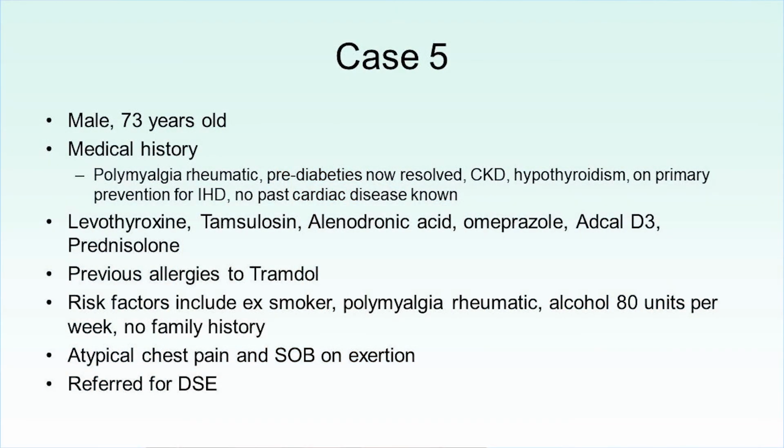So case 5. So again, this is a complex case. Patient, 73-year-old male. Main thing is that there's not much cardiac history for this patient. He's got quite a lot of other history. He's on a whole range of medication. Risk factors: ex-smoker, drinks alcohol, no family history. He has typical chest pain and shortness of breath on exertion, and is referred for a DSE.